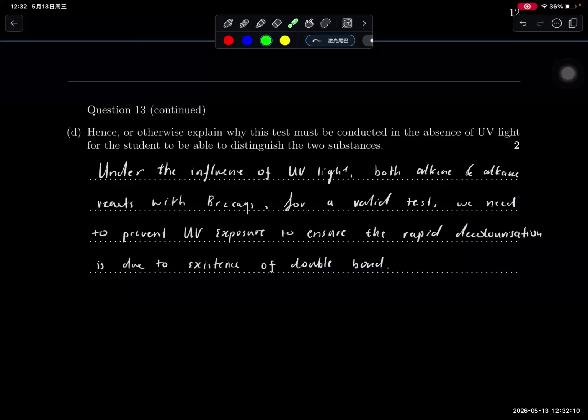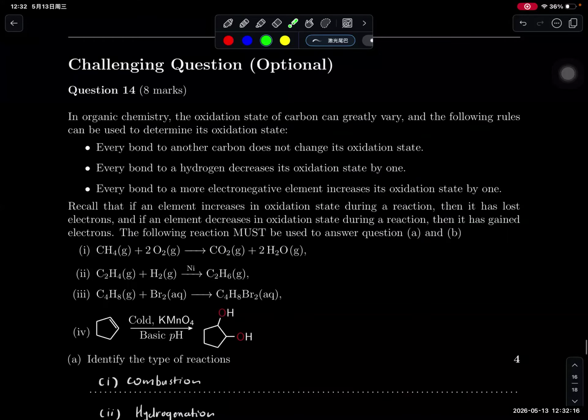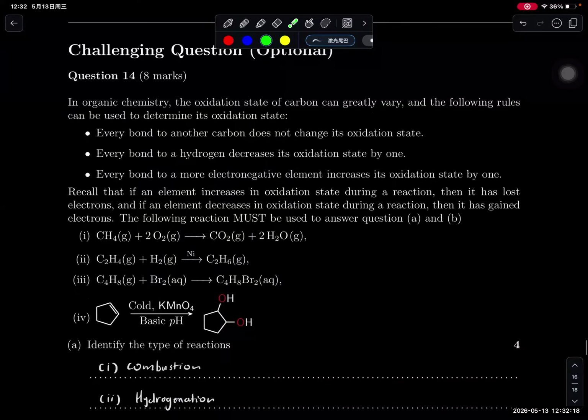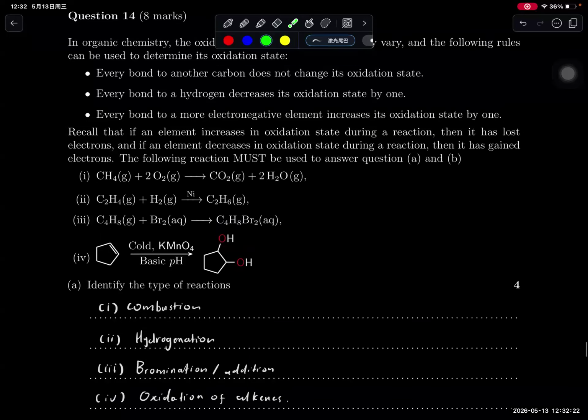Validity in this valid test. Okay, so that's that. Lastly, we have a challenging question. This one assesses the oxidation and reduction in organic substances.